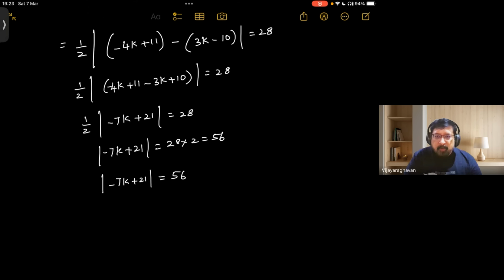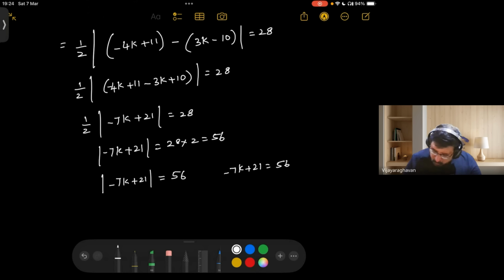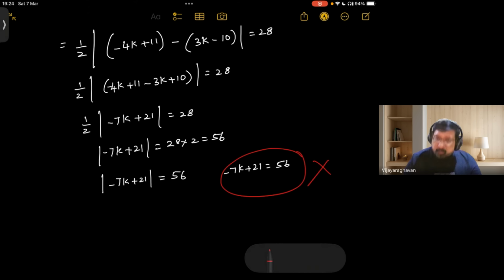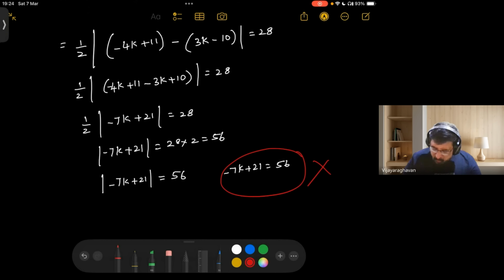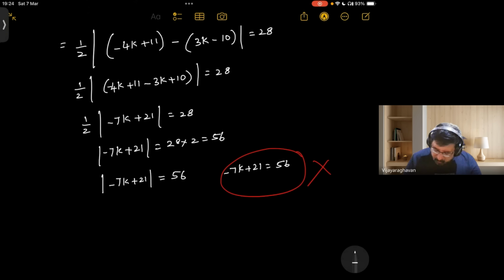Here is where many good teachers and channels overlook. I don't know why it is so, but they have just overlooked. Don't simply write minus 7k plus 21 is equal to 56 and solve. That is totally wrong. Never do this. Within modulus means there are two possibilities. Always when you have a value within the modulus, for example, here it is 56 now. So this minus 7k plus 21 can be minus 56 also, and it can be plus 56 also.